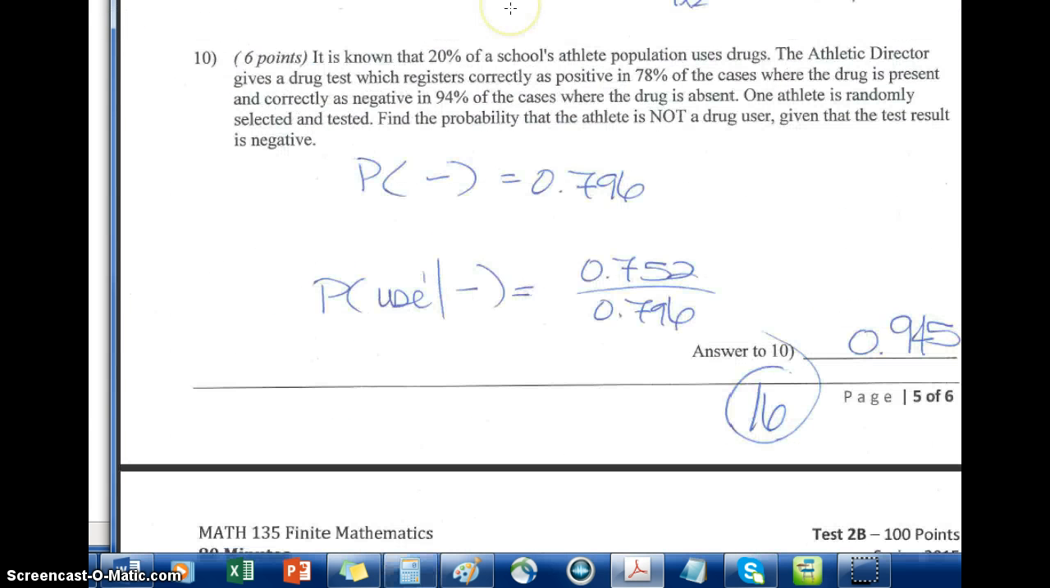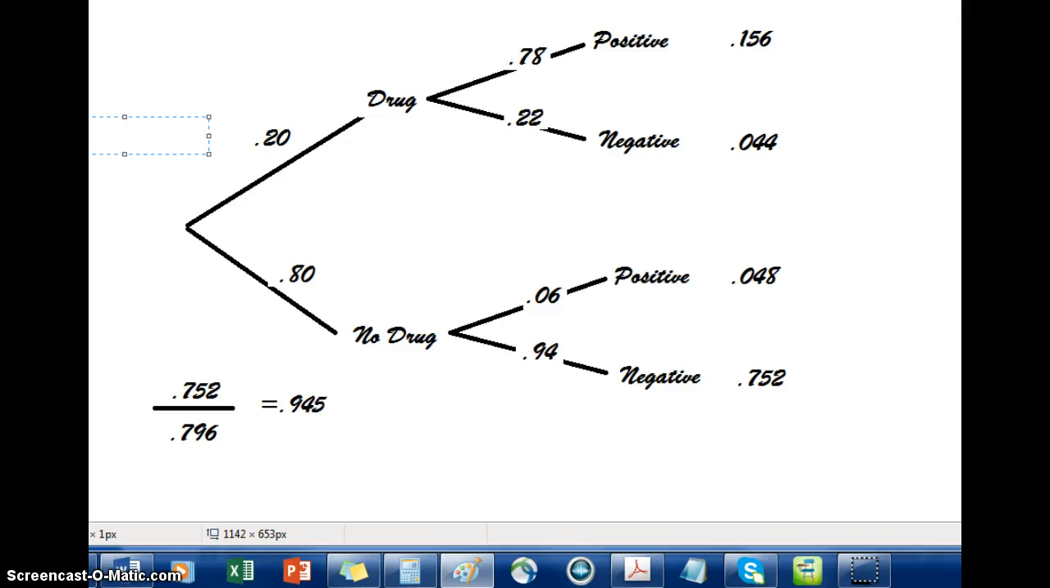For number 10, you're going to want to set up a tree diagram. So look at all the percentages here and then make a diagram that would look like this. So 20% use drugs, which means you have to infer 80% don't use drugs. And then it tells you the probability of testing correctly positive or correctly negative for all those cases.